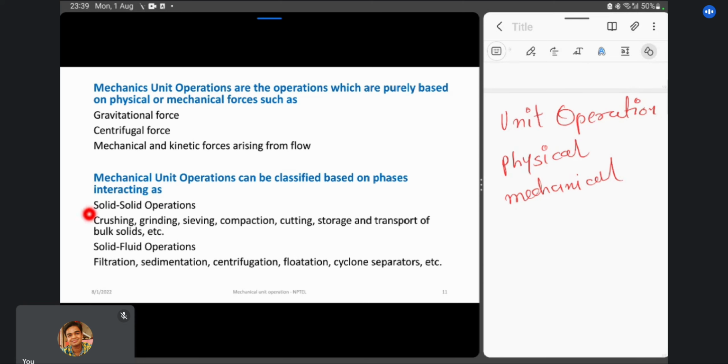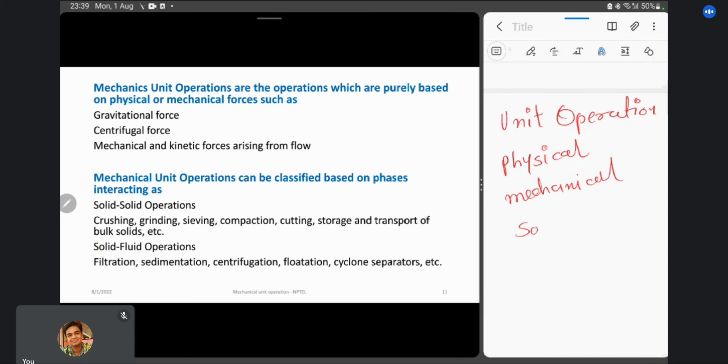So the solid operation is where both phases are in the solid form. So we are performing operations like crushing, grinding, compaction, cutting, storage and transport of the solid. While the other class of operations is solid-fluid operations, in which we need to understand the basic phenomena of the separation of solid out of fluid. It will include filtration, sedimentation, centrifugation, separation, and different types of unit operation.